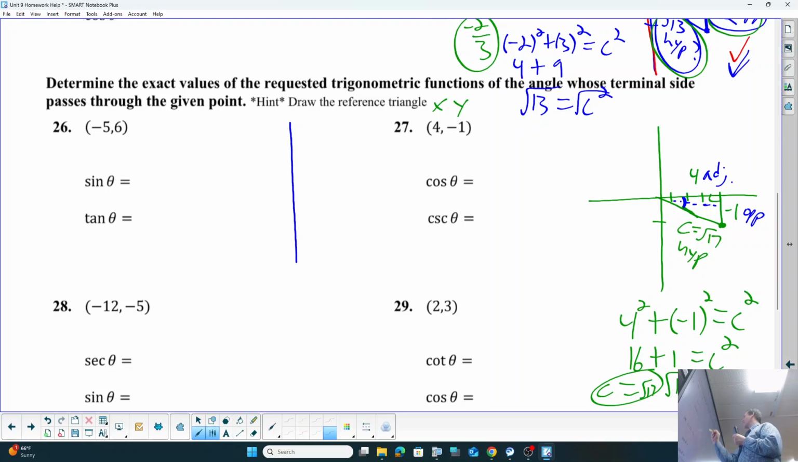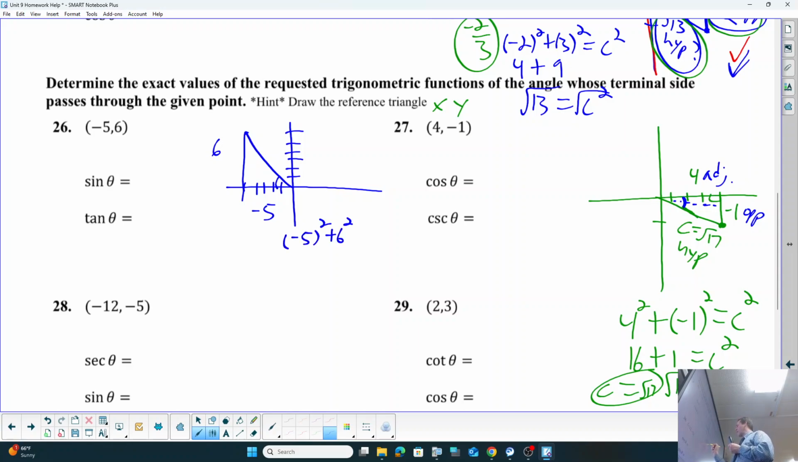So draw our triangle there. We're going to go back 1, 2, 3, 4, 5, and up 6. 1, 2, 3, 4, 5, 6. So let's go way up there and draw the right triangle with the reference angle. That's going to be up 6 and back 5. Then we use the Pythagorean Theorem. So negative 5 squared plus 6 squared is equal to c squared. Solving for c, that's 25.